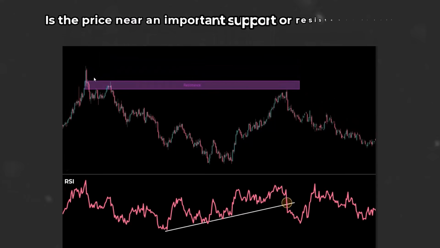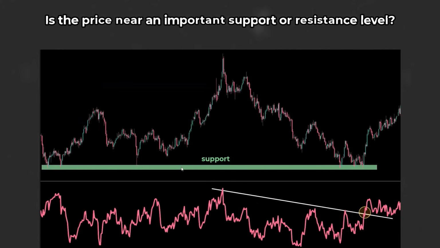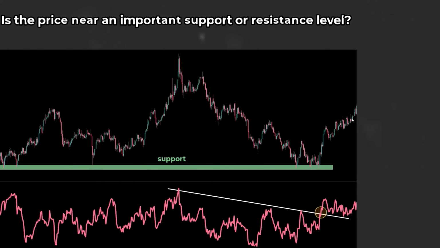First, is the price near an important support or resistance level? If the RSI trendline breaks near a strong resistance level, it may suggest that buyers are losing strength and the market could move lower. On the other hand, if the break happens near a strong support level, it may indicate that sellers are losing control and the market could start moving higher.